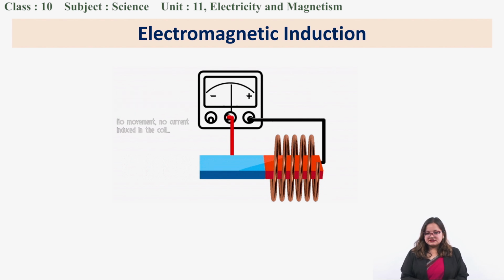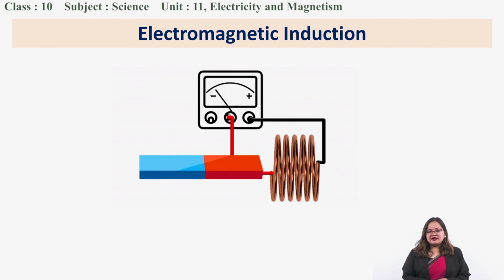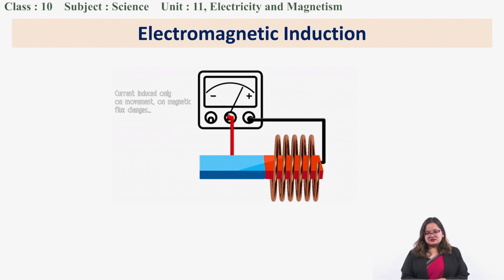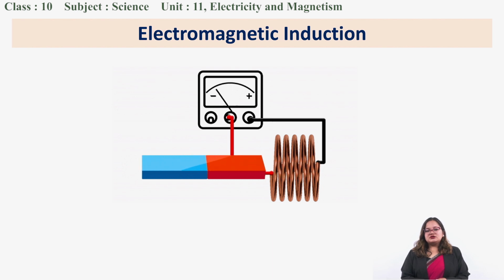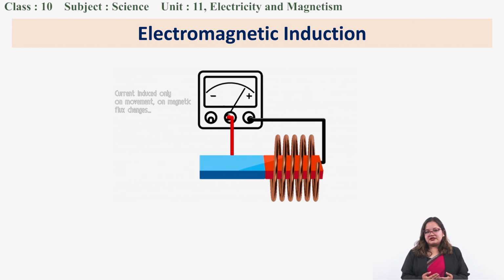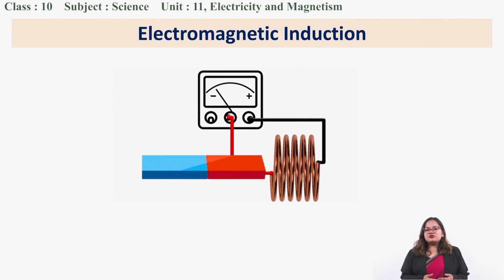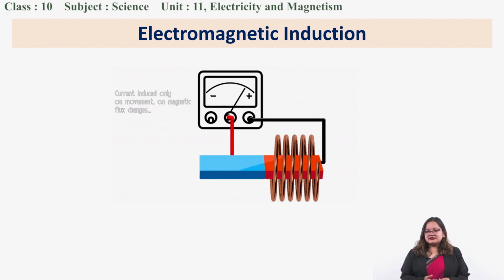Can you see the difference here? When the magnet is entering the coil, you can see the galvanometer is showing some sort of deflection, right? When it stops, there is no deflection. The needle comes back to its original place. So what is happening here? When the coil is in the magnetic field and the magnet starts to move, the magnetic flux starts to change. So when magnetic flux starts to change, there is induced current in the conductor, which is detected by the galvanometer.